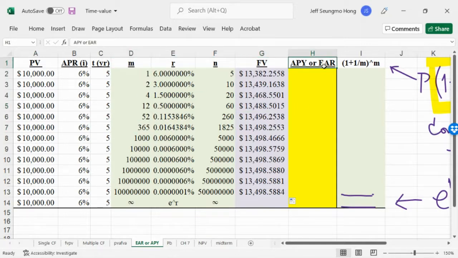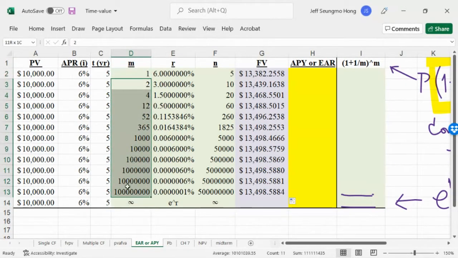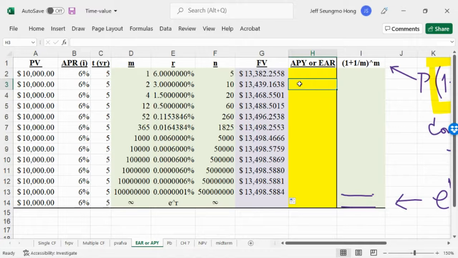Now, APY or EAR, equivalent annual rate, is basically what kind of APR will take you there without this many compoundings. In other words, with just a single compounding a year, what kind of interest rate, what kind of APR will take you to the same future value? That's what APY, annual percentage yield, or equivalent annual rate, is. You understand? What kind of simple interest rate, what kind of annual simple rate?